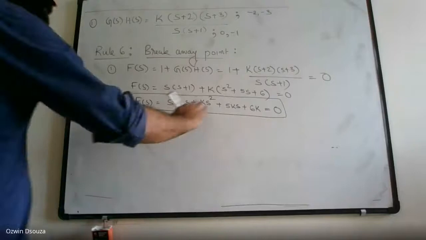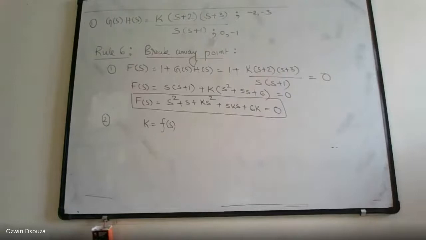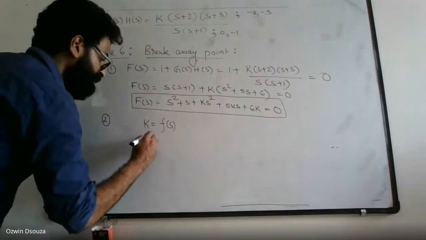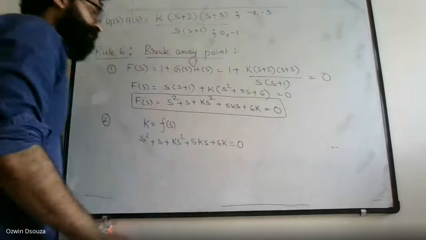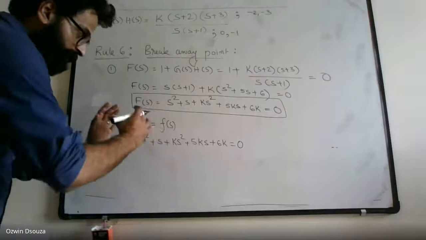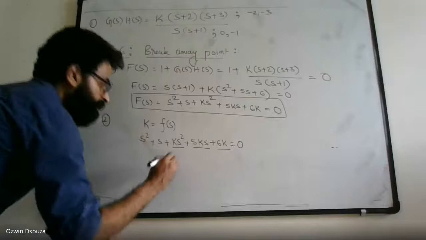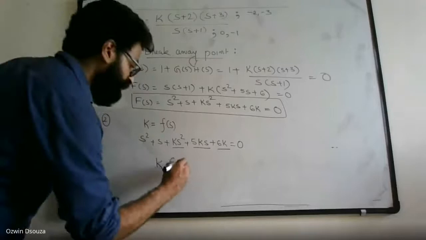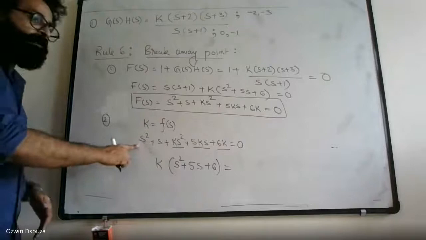You can extract the K terms from this particular equation. So what you can do is first rewrite this particular characteristic equation. Okay, so let me write it. s square plus s plus K s square plus 5Ks plus 6K is equal to 0. So I have rewritten the characteristic equation, and I will keep the K terms on one side and the s terms on the other. So let me first mark the K terms. I have K s square, 5Ks and 6K, from which I will take out the K. Okay. So if I keep K outside the bracket, what do I get? I get a quadratic expression, (s square plus 5s plus 6) is equal to, the terms which are independent of K are taken on the right hand side.